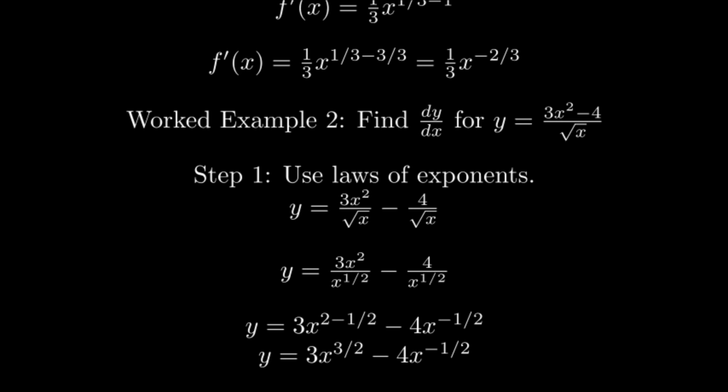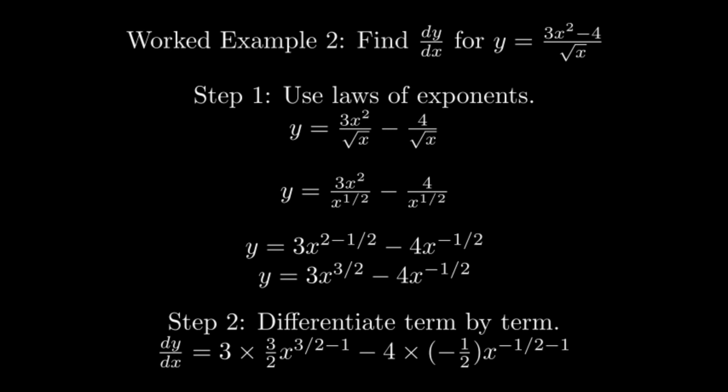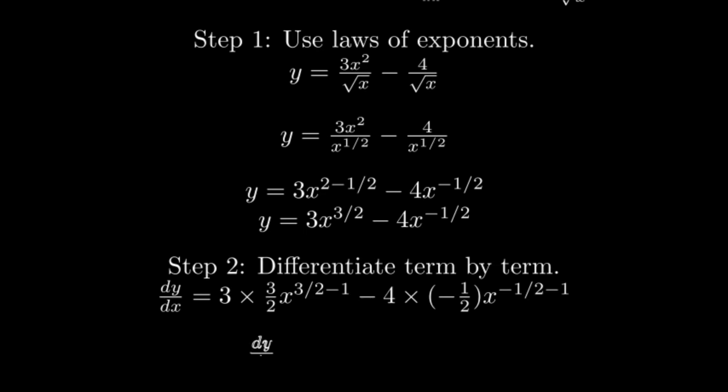Now it's just a matter of differentiating term by term using the power rule. For the first term, we multiply by 3/2 and subtract 1 from the exponent. For the second term, we multiply by negative 1/2 and subtract 1 from that exponent. Let's simplify. 3 times 3/2 is 9/2. 3/2 minus 1 is 1/2. In the second term, negative 4 times negative 1/2 is positive 2. And negative 1/2 minus 1 is negative 3/2. So the final derivative is 9/2 x to the 1/2 plus 2x to the negative 3/2.